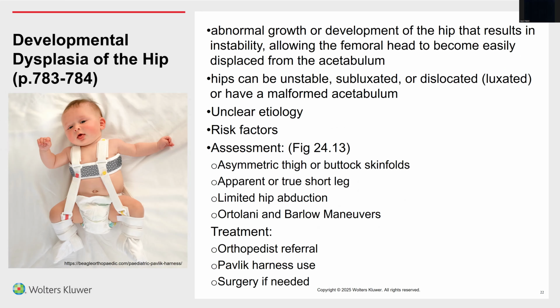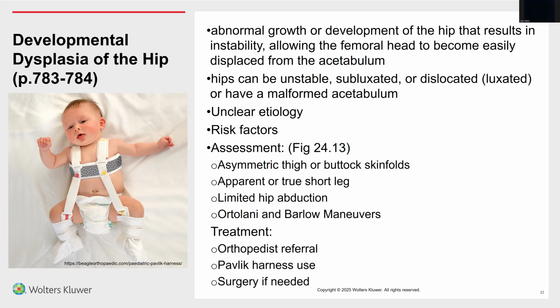So on assessment, we're assessing the hips for instability. This is where you can go back to chapter 18 and look at the Ortolani and Barlow maneuvers to elicit the cessation of the dislocated hip and reduction of it. So when you do the Barlow maneuver, a clunk is felt when the infant's legs are abducted into a frog position.